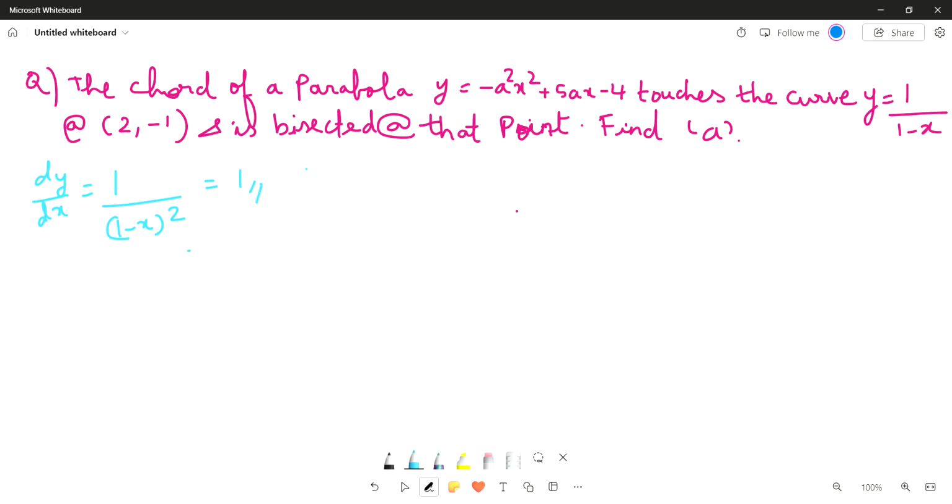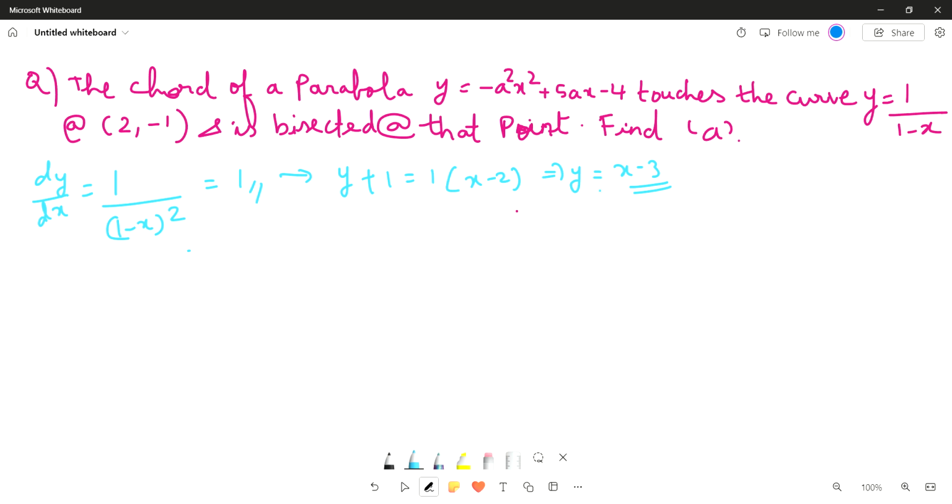Since we have been given the point which is on the chord, we can form the equation of the chord by y minus y1, that is y plus 1, equal to m, that is 1, into x minus 2. So finally what we will get is y is equal to x minus 3. So this is the equation of the chord.